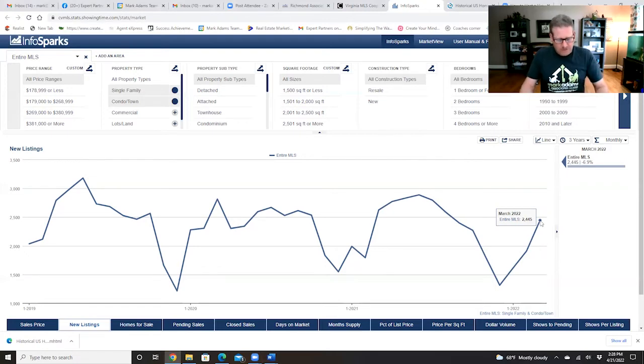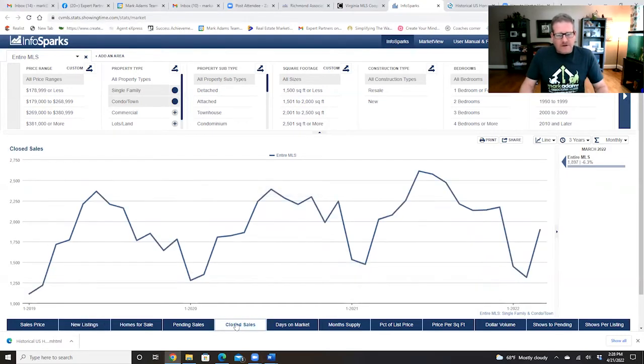And I also wanted to show you another statistic on closed sales. So you come over here to closed sales. Once again, March of last year, we had 2024 closed properties. You jump on over to now, we had 1897. The reason why there's less properties that closed is because there was less listings that came on the market.